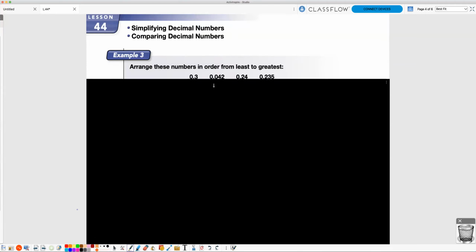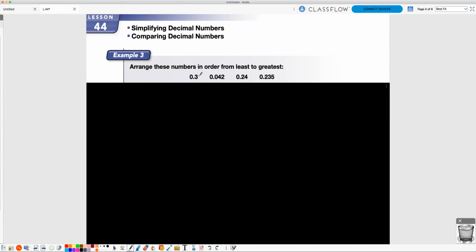Example 3, arrange these numbers in order from least to greatest. So again, because I'm comparing decimals, I want to make sure I have the same number of decimal places in all of those. And now I'm looking at it like this. This is like 300, this is just 42, this is 240, this is 235. Hopefully you know the difference between those values if they were whole numbers.